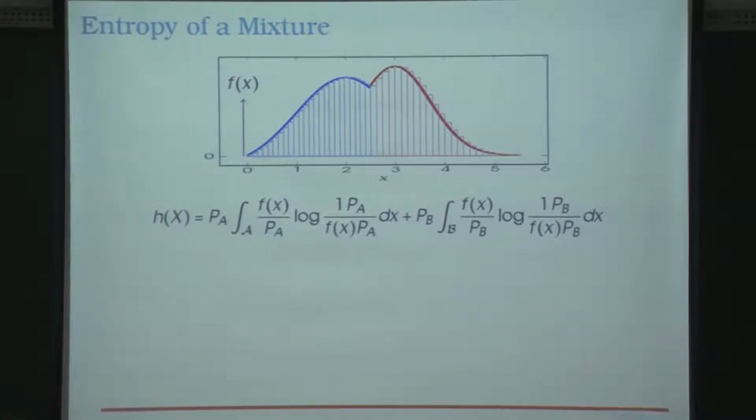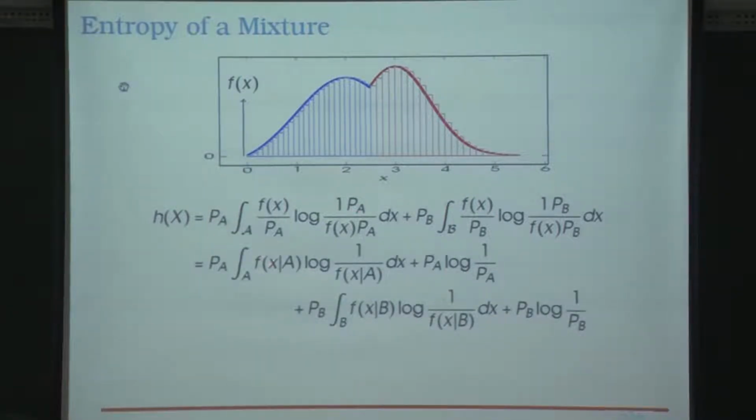Now, we look through details what is happening. Fx by PA is fx given A. Conditional on x happens in A, what is the probability of fx is exactly this quantity here. So we can see that PA times fx given A log 1 over fx given A, this will give the entropy of x given A, and this PA and this PA will come out to PA log 1 over PA, right. Similarly with PB, right. So what is happening is that if you look at PA log 1 over PA plus PB log 1 over PB, it is nothing but the discrete entropy of its A or its B.